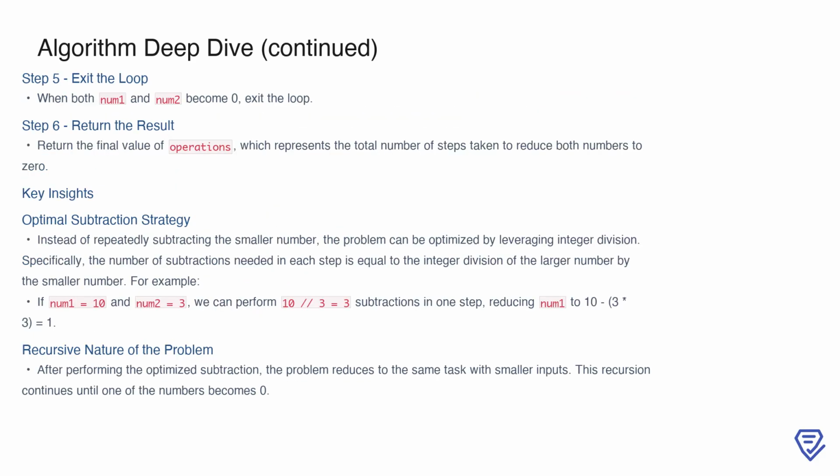Once both number1 and number2 become 0, we exit the loop. At this point, the operations variable contains the total number of steps required to reduce the numbers to 0, and we return its value as the result.